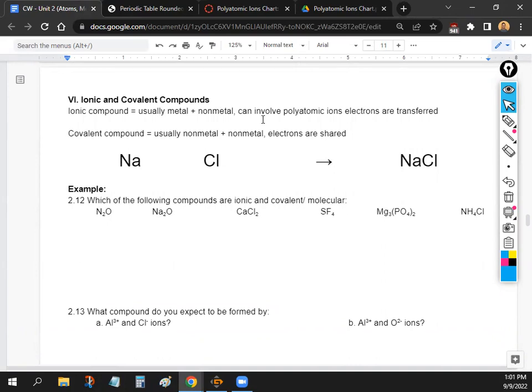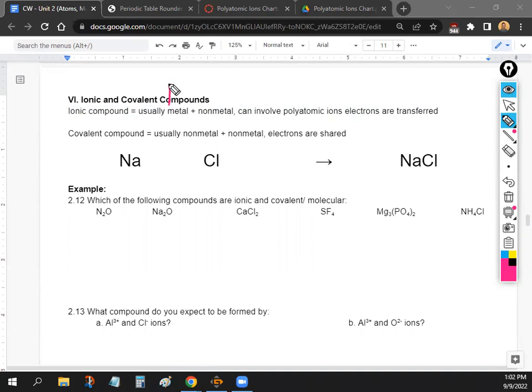So there are 2 different types of compounds or molecules. The one that we're going to focus on for this unit is called ionic compounds. There are things called covalent compounds, and I'll go over them in just a second. But ionic compounds are usually a metal plus a non-metal, so something from the right side of the periodic table and something from the left side.